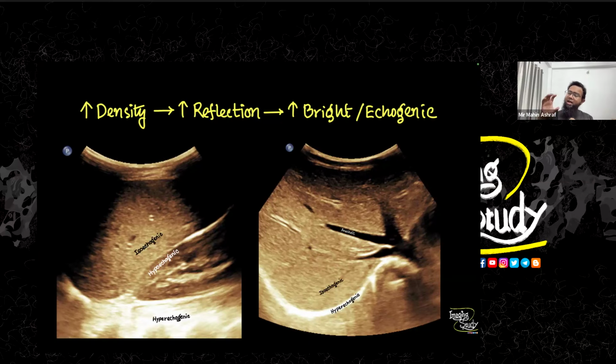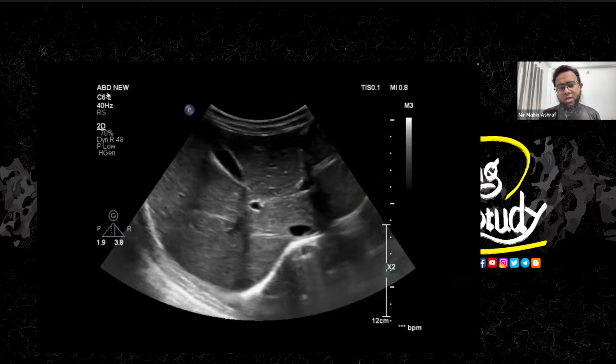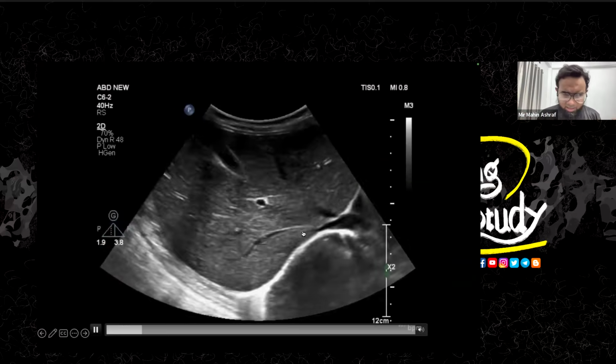Like you are looking at a lesion in the abdomen, a mass with an echogenic pattern. So you should think that it comprises some highly dense structures within it. The more the density, the more the reflection, and you will get brighter structures. So let's make a summary here.